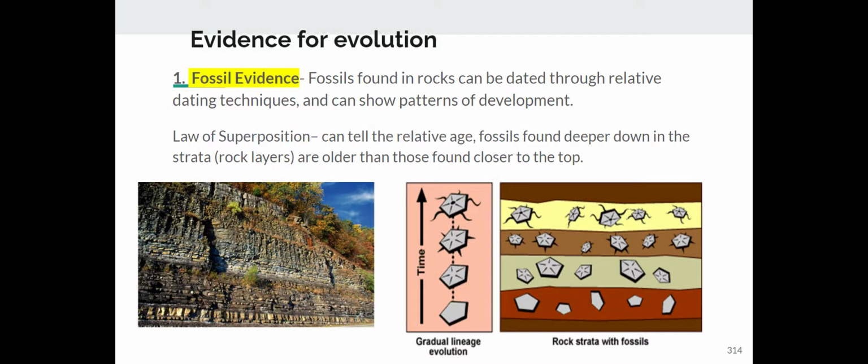All right, guys, this is going to be a super quick set, and you guys will have a follow-up assignment on this. All right, so evidence for evolution comes from fossils.